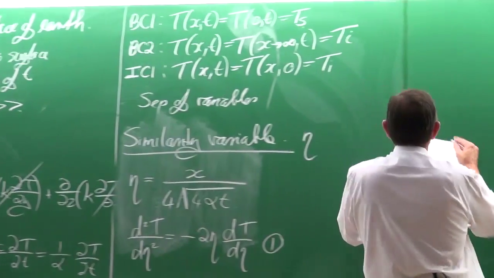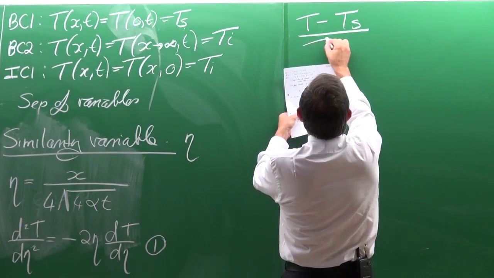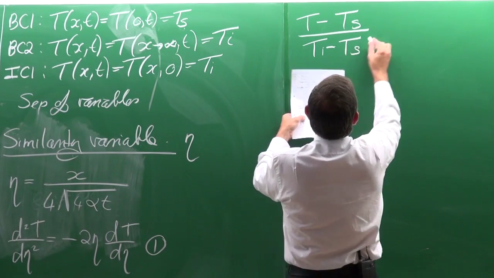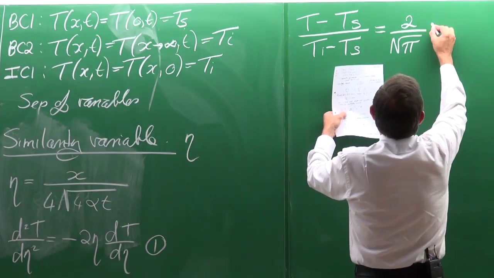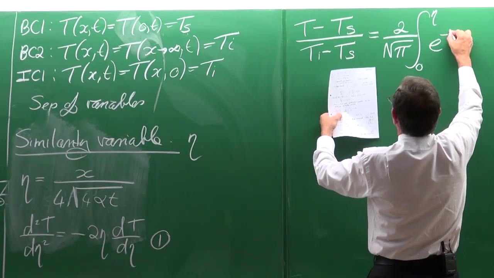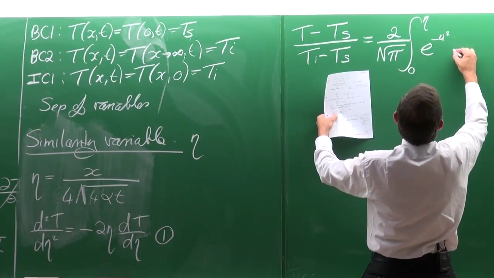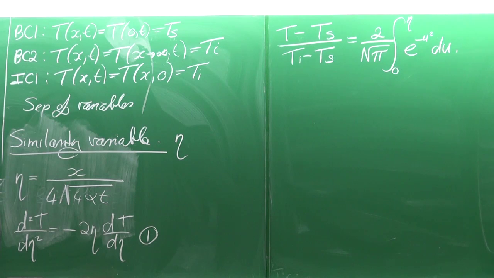The result is a solution looking like this: T minus Ts divided by Ti minus Ts is equal to 2 divided by the square root of pi multiplied by the integral from 0 to eta of e to the minus u squared du. Now what is u? That is just something being used to solve this integral. And this integral has no exact analytical solution. It has to be solved numerically.